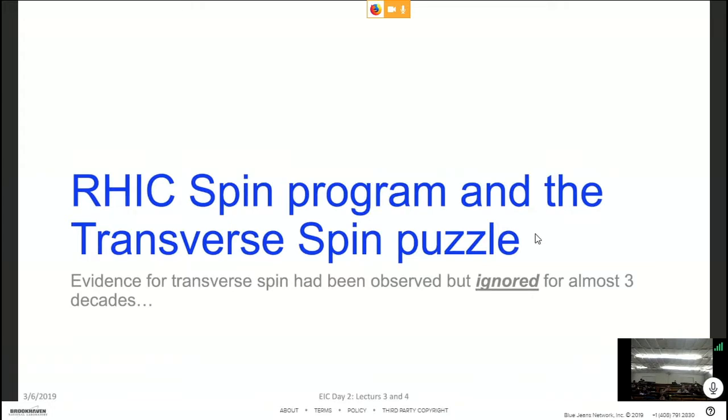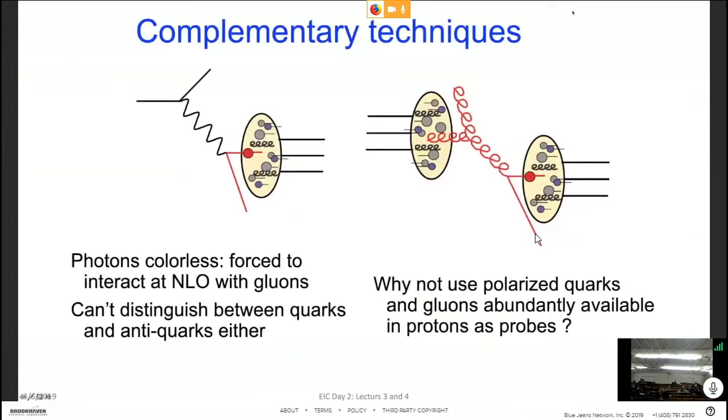So we are now saying that the gluons are responsible. And we also know at that time, in the late 90s, that protons are predominantly gluons. I told you the Schrödinger plot where the gluon distribution is the dominant distribution below x of 0.1, which means that most of the partons inside the protons are gluons. So a simple question is, why not use polarized quarks and gluons inside the protons themselves as the probe? Let's polarize the protons and collide them at high energy.